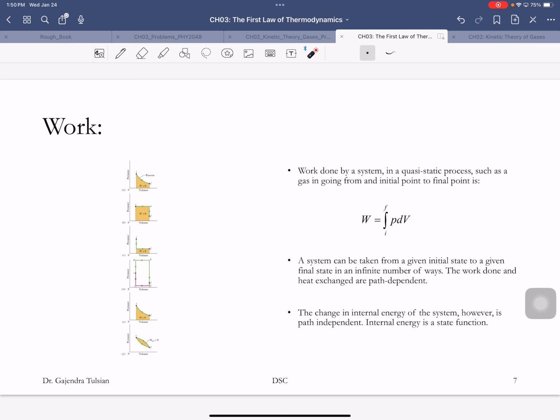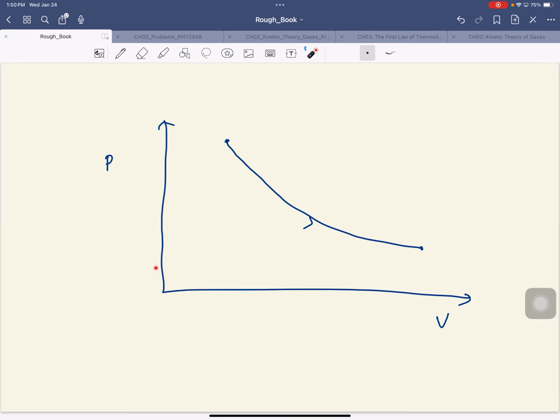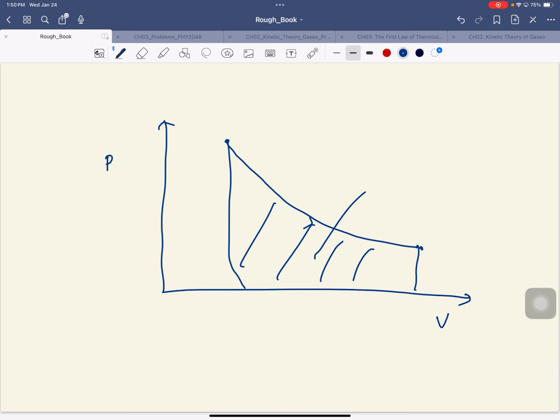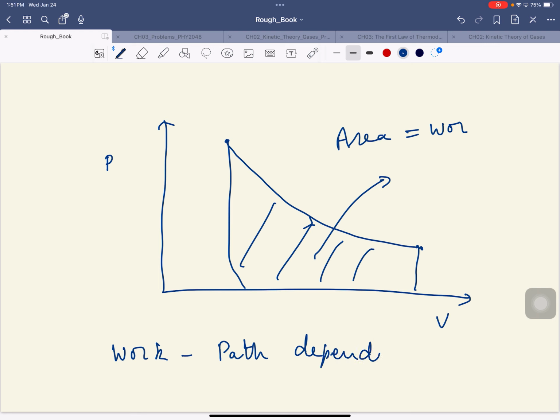All right, so I want to make sure that you understand two things. A PV diagram is a very useful tool when you're working with gases. You can describe different processes by showing trajectories on a PV diagram, okay? And the work done by the gas is the area under the curve. So the area is equal to work done by the gas. And the work done is path dependent, okay? Did you guys understand all of that? Okay. All right, any questions on that?